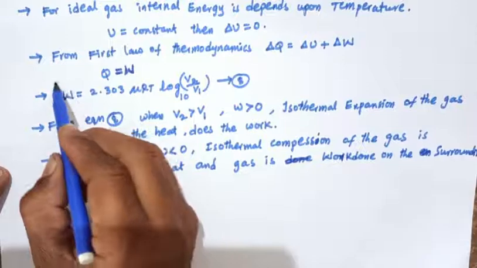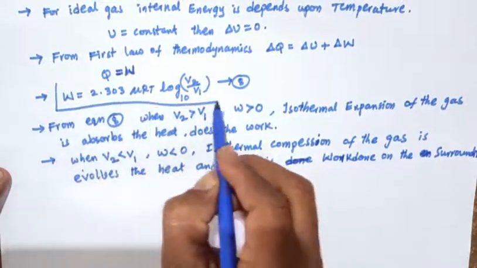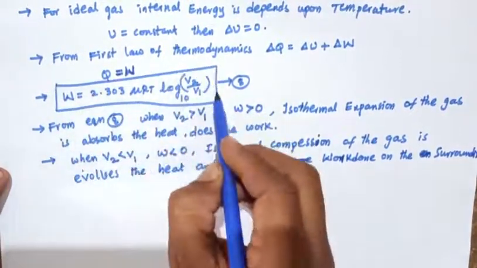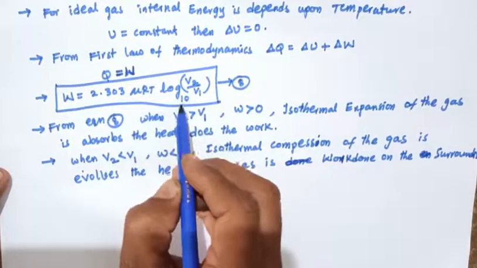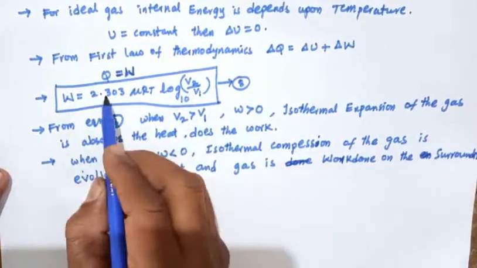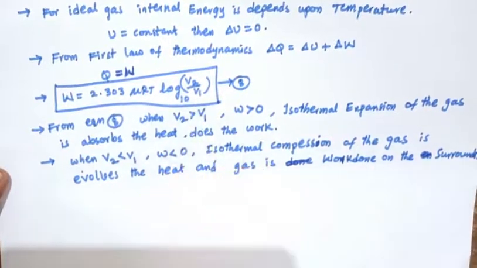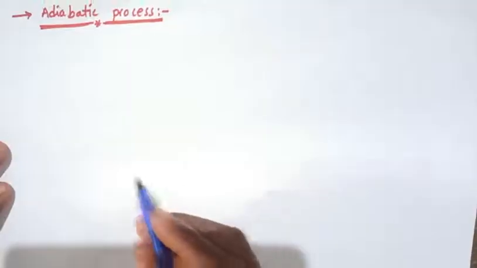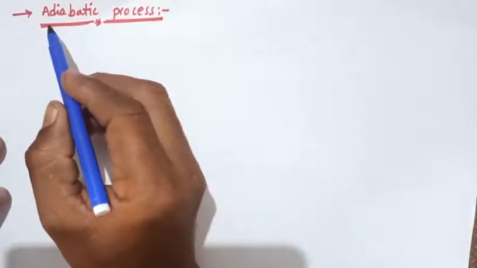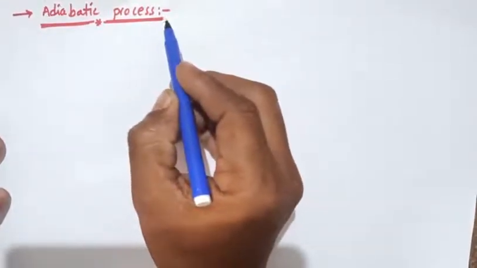The isothermal process work done equation is W equals mu RT log base e V2 by V1, or 2.303 mu RT log base 10 V2 by V1. So we will discuss the next topic, that is the adiabatic process.